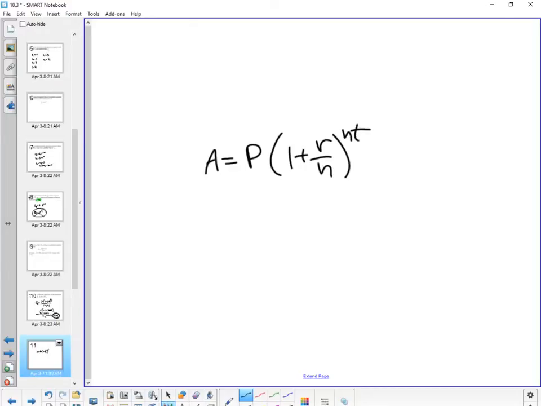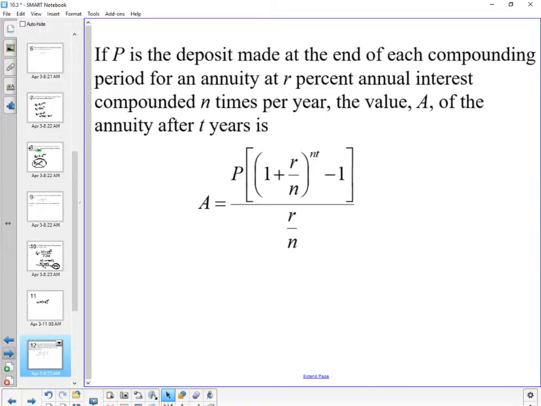Now, let's say that you are compounding something, but you're trying to figure out what the value of the annuity is. What's an annuity? Here's the formula you really want. Don't bug out, because it has this piece in it. If P is the deposit made at the end of each compounding period for an annuity of r% annual interest compounded n times per year, the value of the annuity after that many years.